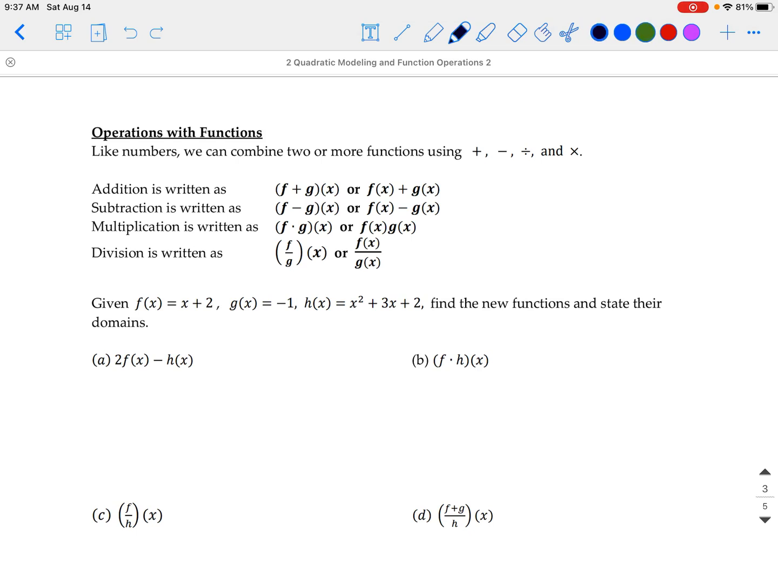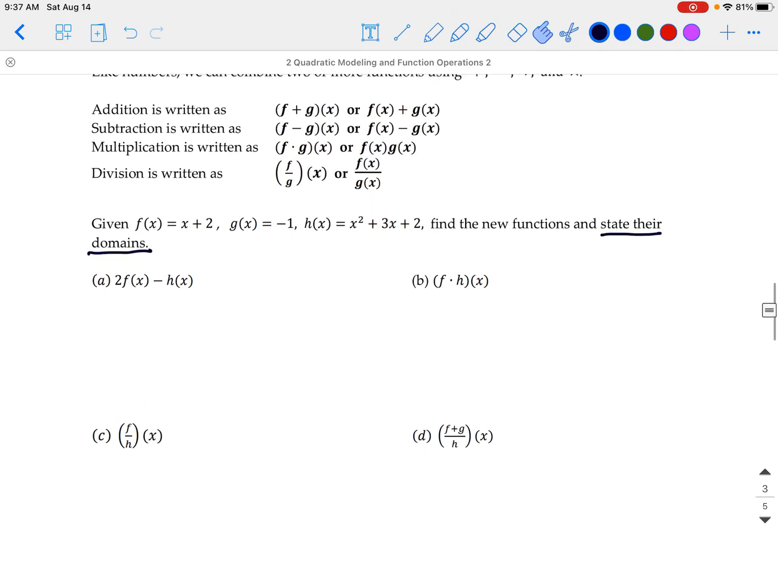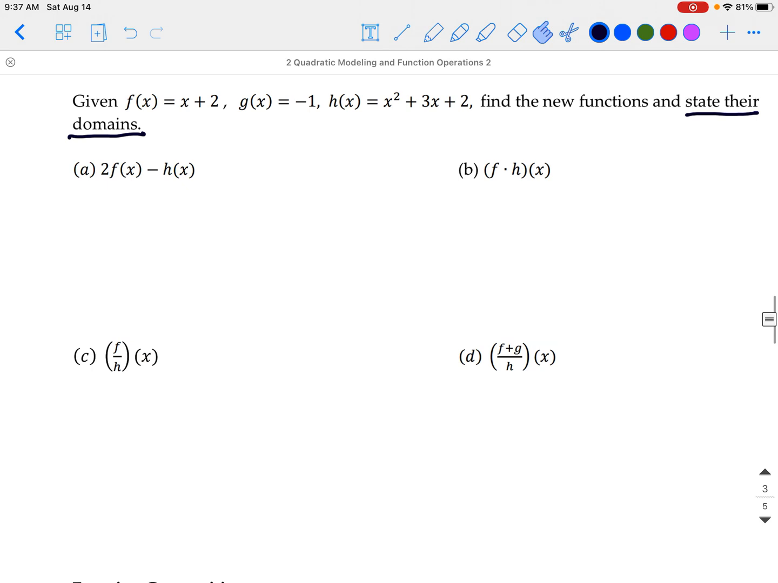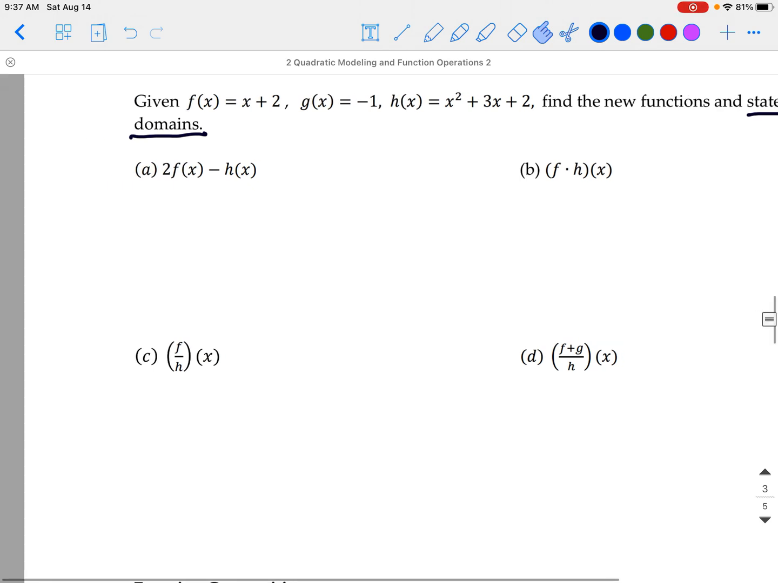So we can take functions and treat them like numbers. We can add them, subtract them, multiply them, and divide them. But what we need to be careful of is what happens to the domains as we combine functions. So the domains may not always remain the same. So let's go ahead and look at these 4. So we're given 3 functions, f, g, and h. And we're going to be doing a couple of things.